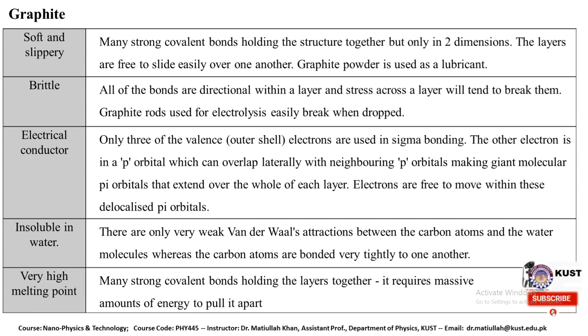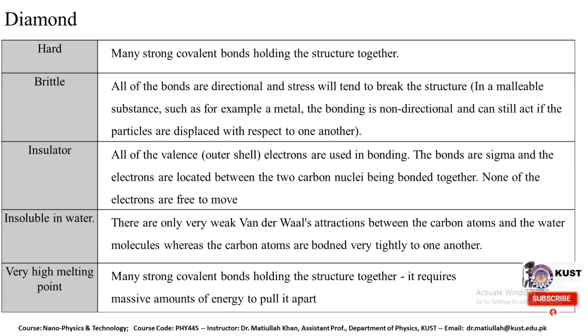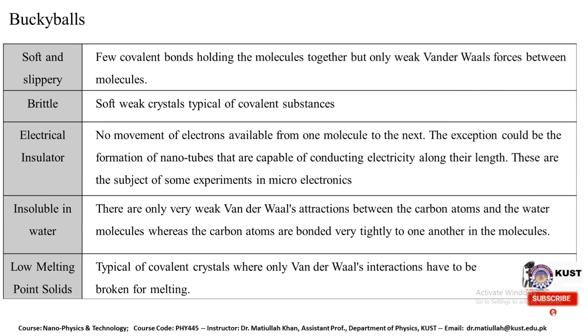Graphite is an electrical conductor and it is used in electrical conductor applications. But diamond is an insulator because the valence electrons are used in bonding, and those bonds are sigma bonds, with the electrons located between the two atoms. Coming to the buckyball structure, it is again an electrical insulator because no movement of electrons is available from one molecule to the next.